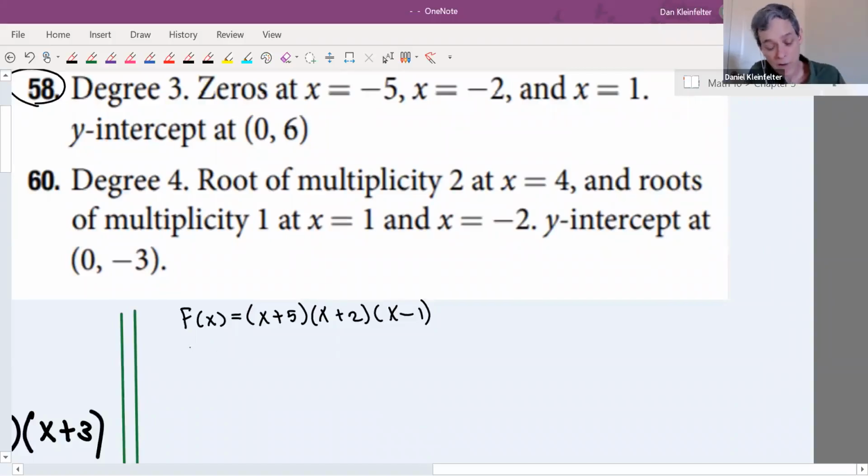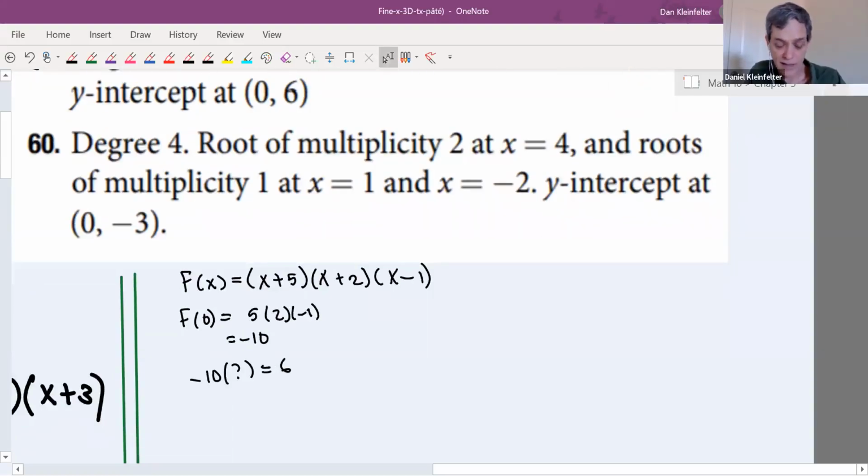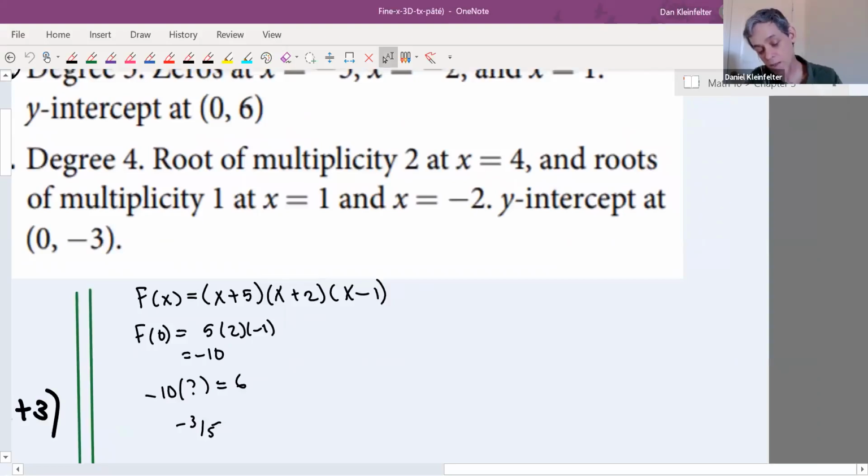And let me check about the y-intercept. F of 0 will give us 5 times 2 times -1, right? And that's -10, right? Okay, so right now the y-intercept is -10. We need the y-intercept to be at +6. So we need to ask ourselves, okay, what should I multiply -10 by to be +6? And so that's a little equation for you to solve. You're going to end up getting -3/5. Okay, so we're going to multiply by -3/5 for our polynomial.